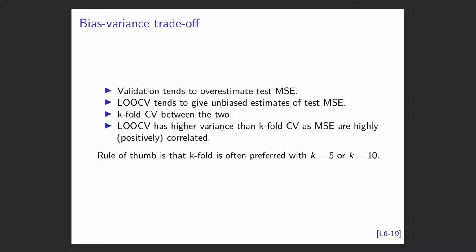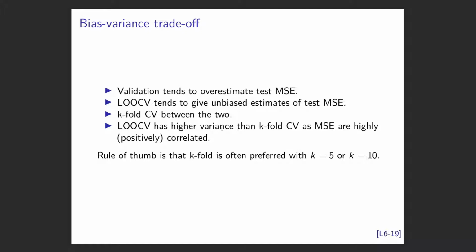That is really, really good because you've got as good as you can get. It's like the K in your K-fold equals N. Your K-fold CV lies between the two. The problem with your leave one out cross validation is it has a higher variance. And let's think about why that happens.